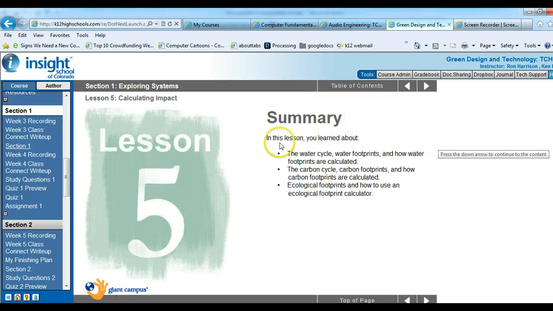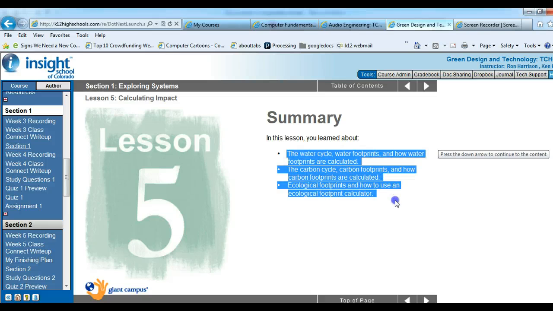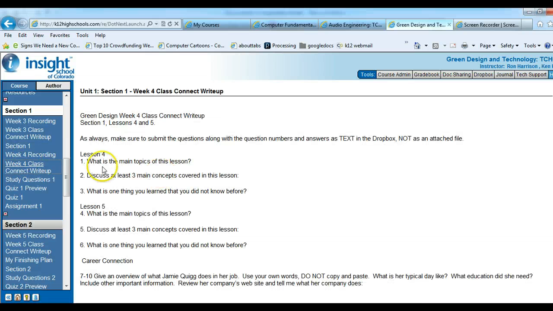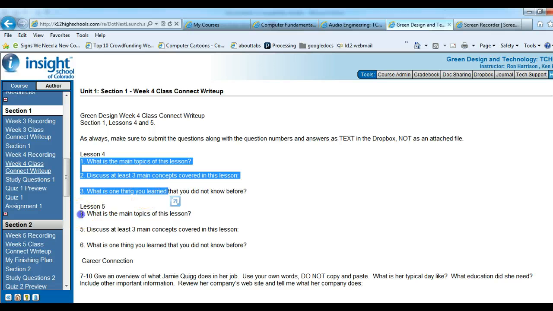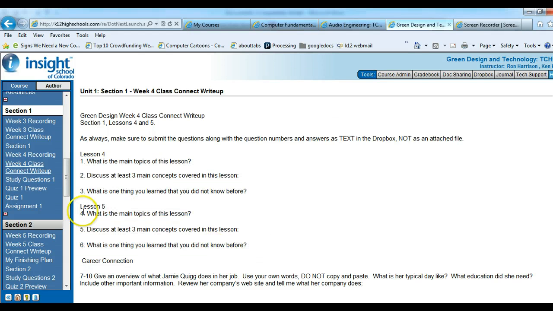So in summary, we've covered all of these things. What you're going to do is go through this lesson, and do the Class Connect write-ups, of course the Lesson 4 one we looked at, and for Lesson 5, you're going to answer those questions. And then the last thing we have is the Career Connection down here.